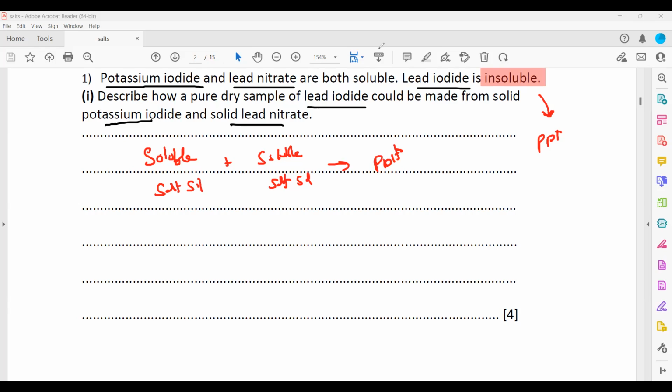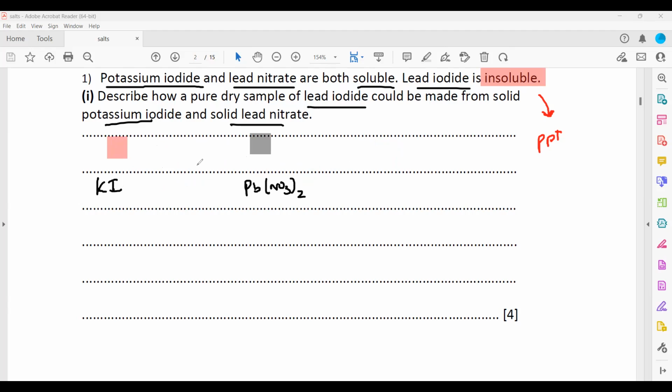So first we have to make a solution. We have solid potassium iodide, which they mentioned can dissolve in water. We have solid lead nitrate. They are both soluble; they both can dissolve in water. And we want to prepare lead iodide from this. So if we have potassium iodide and lead nitrate, when we mix them together, as a result, it will form lead iodide. But these two are solids.